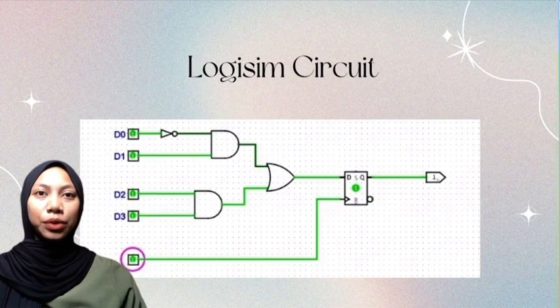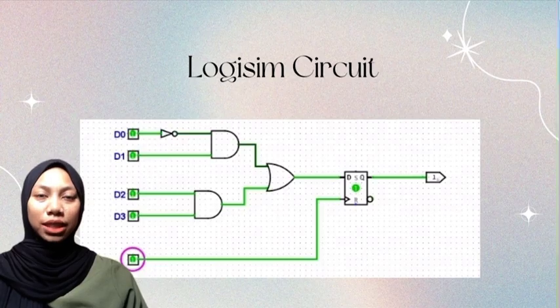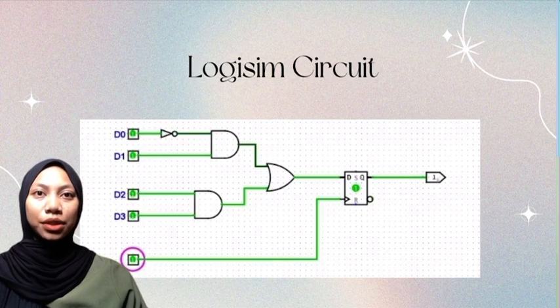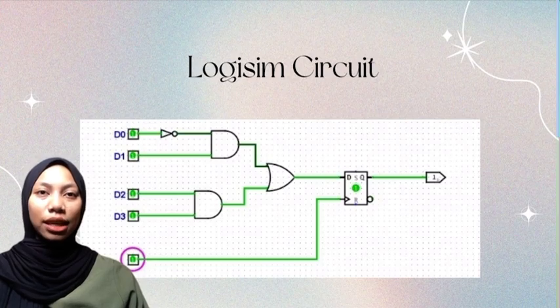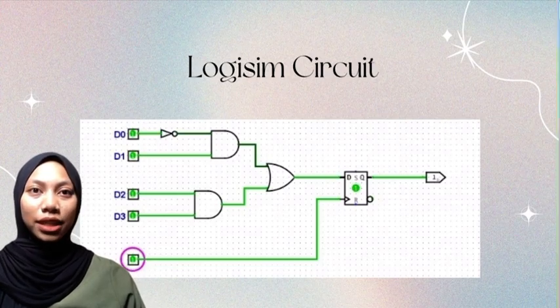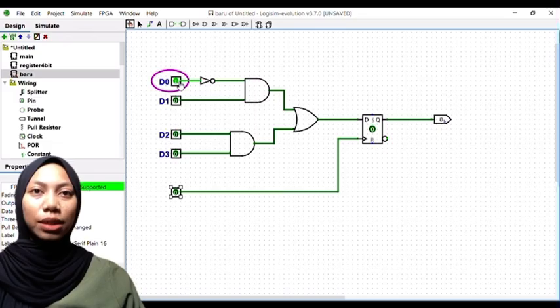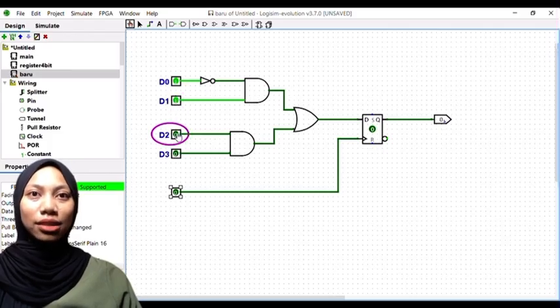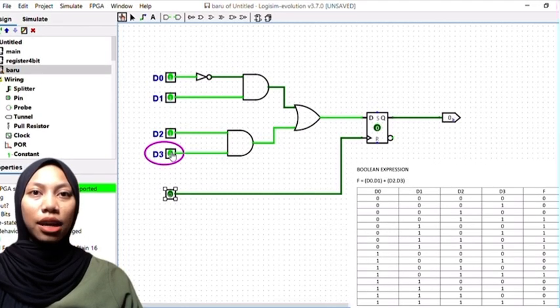This is the circuit that we built in Logisim Evolution. It has 4 input switches, D0, D1, D2 and D3, and it produces 1 output through a D flip-flop. The logic part of this circuit uses a NOT gate, 2 AND gates, and 1 OR gate. Here's how it works. First, the input D0 goes through a NOT gate, so it becomes NOT D0. Then NOT D0 and D1 are connected to the first AND gate, which gives the output of NOT D0 AND D1. Next, the inputs D2 and D3 are connected to the second AND gate, producing D2 AND D3. After that, both outputs from the AND gates go into the OR gate, which combines them together. So the logic equation for this circuit is F equals NOT D0 AND D1 OR D2 AND D3.